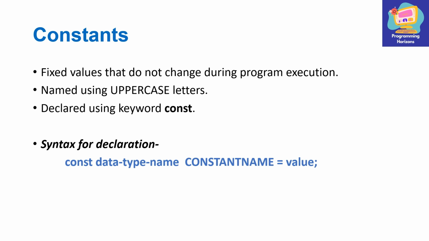These are named using uppercase letters, as opposed to variables, which are named using lowercase letters. Also, constants are declared using the keyword const. So you can see the syntax here. While declaring a constant, we first mention the keyword const, followed by the data type name, followed by the name of the constant in capital letters, followed by the value assigned to the constant, and we terminate this line using a semicolon.